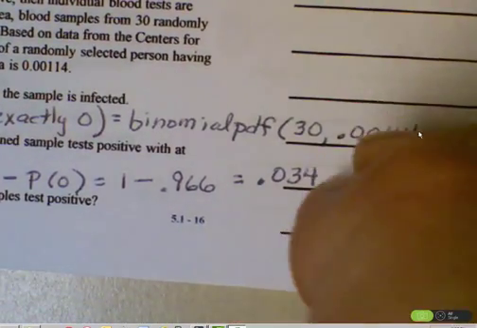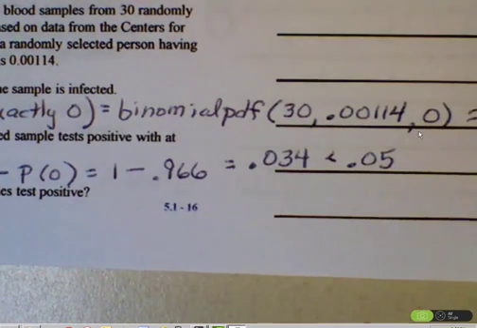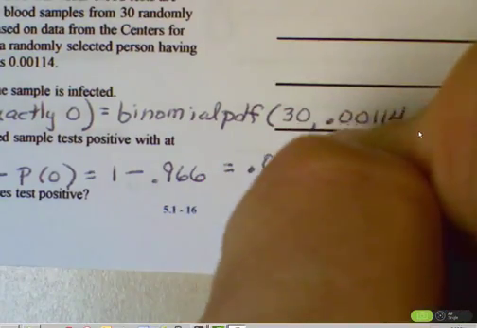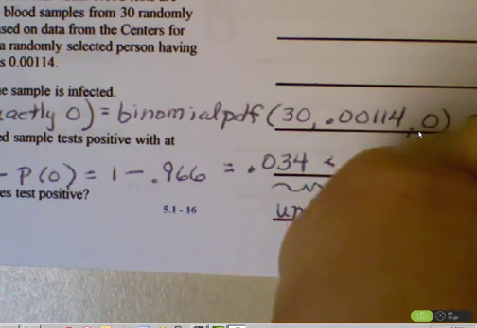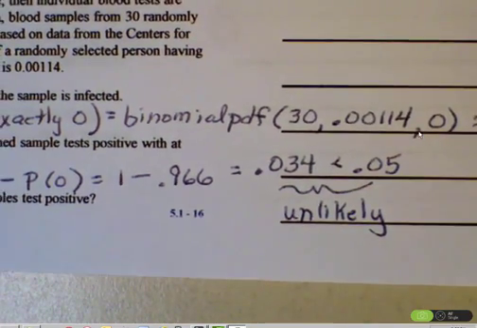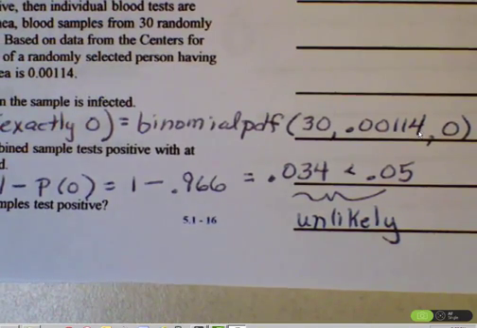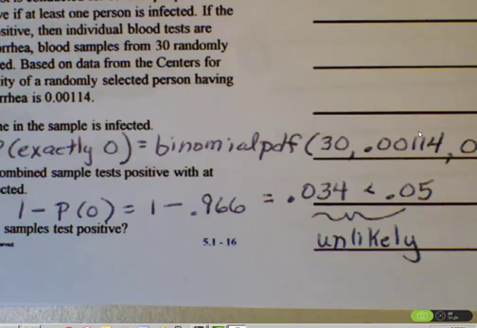Well, that 0.034 is less than our cutoff for what we consider usual. So I would say it's unlikely or unusual that the batch test would be negative. Excuse me, I'm sorry, unusual that the batch test would be positive.